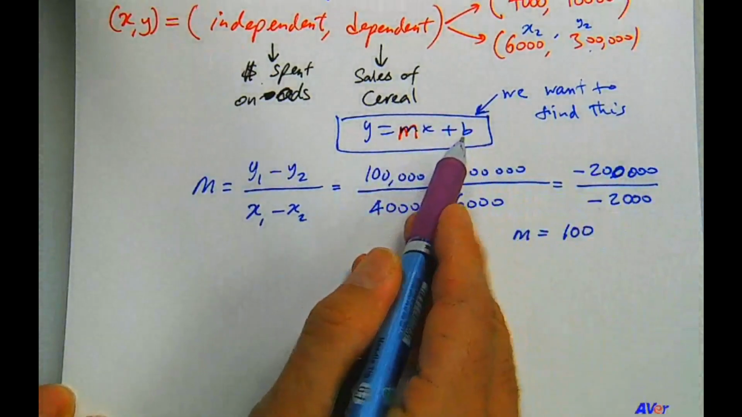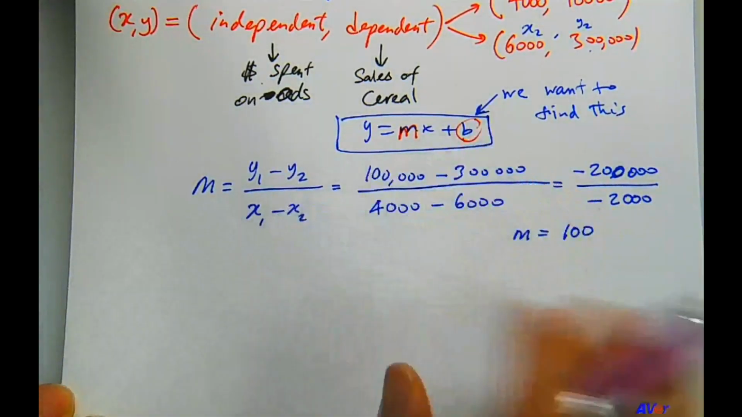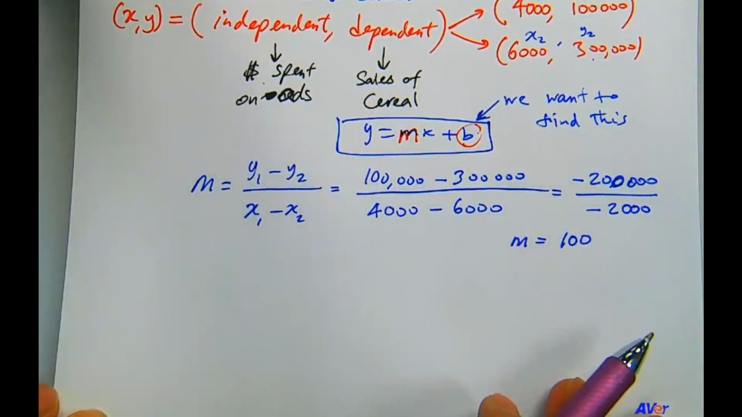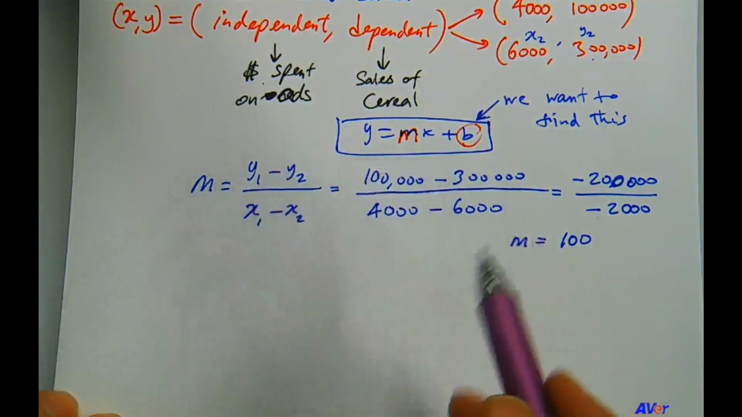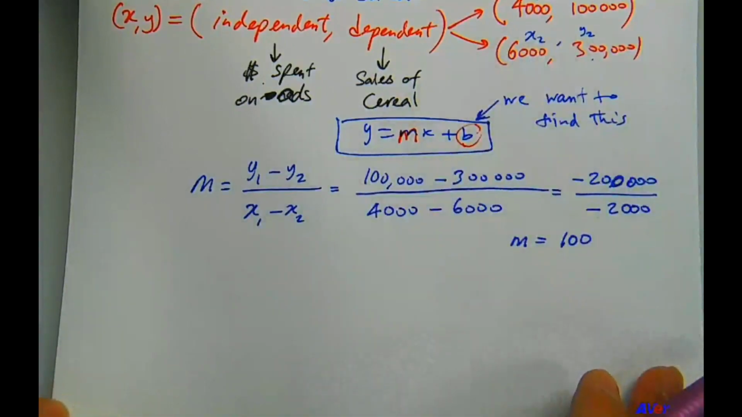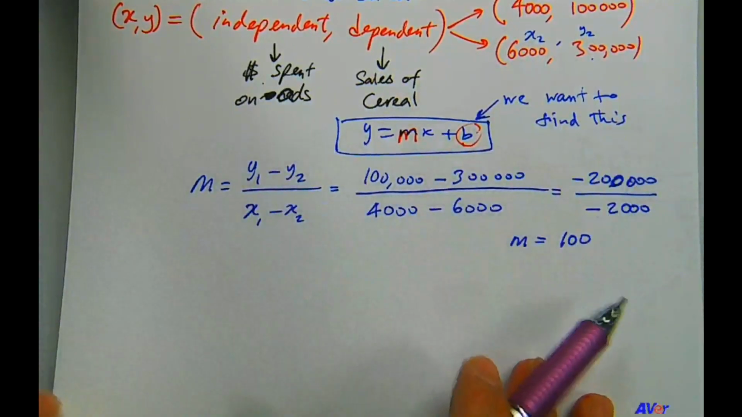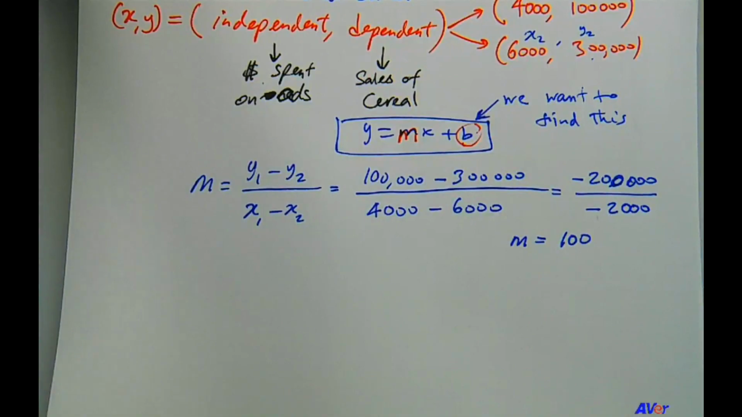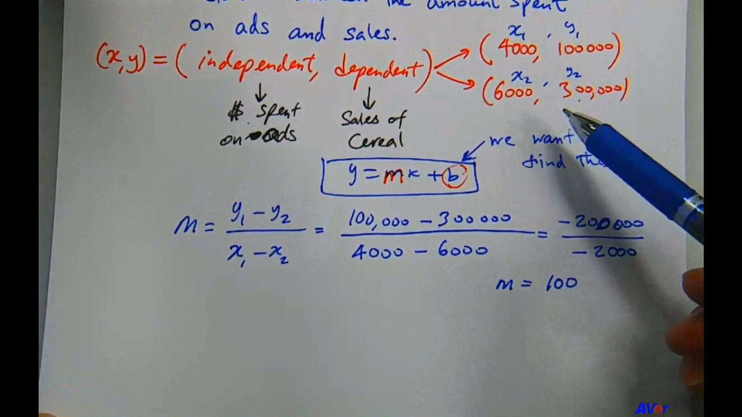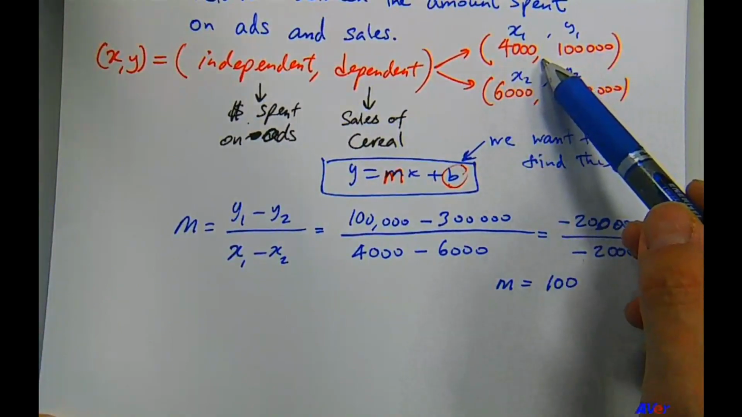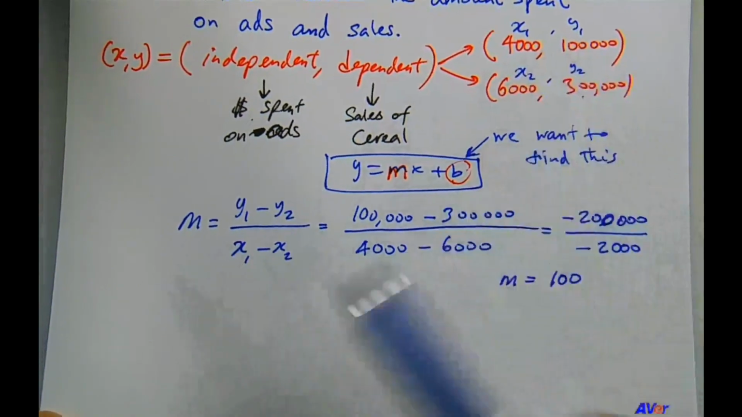Now if we can find the intercept, then we'll be able to write that equation. So how do we find the intercept? We know the slope, and we know the points on that straight line we're looking for. Well, let's pick one of these pairs of points. It doesn't matter which one. I'm going to pick this one because the numbers are smaller.